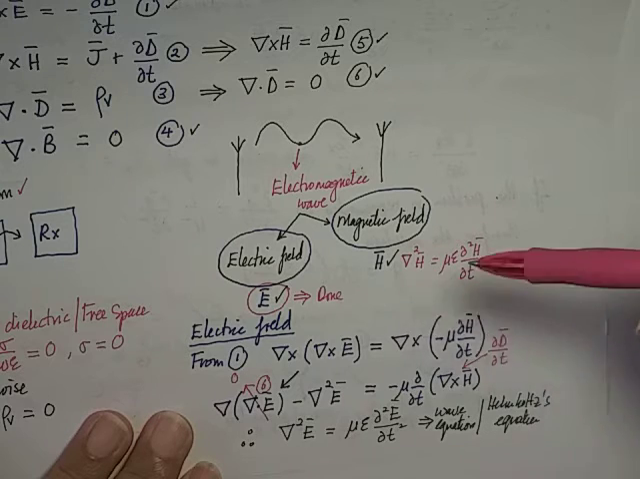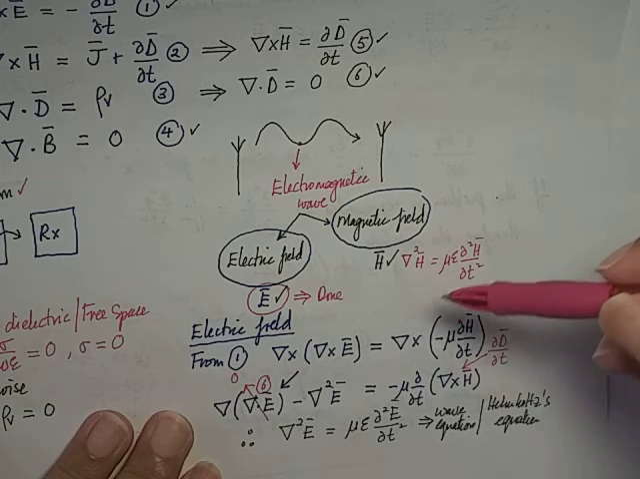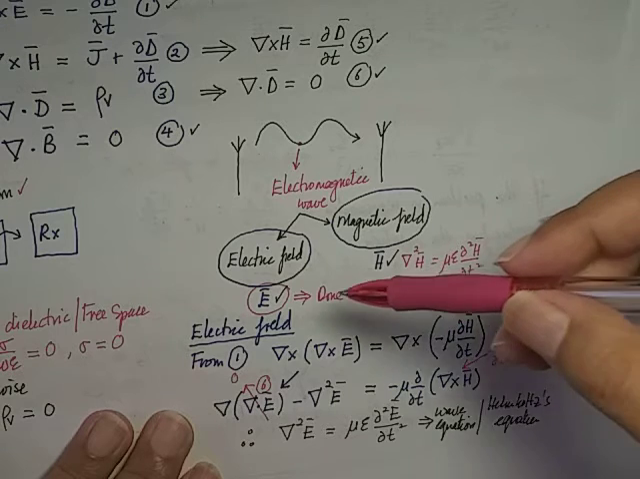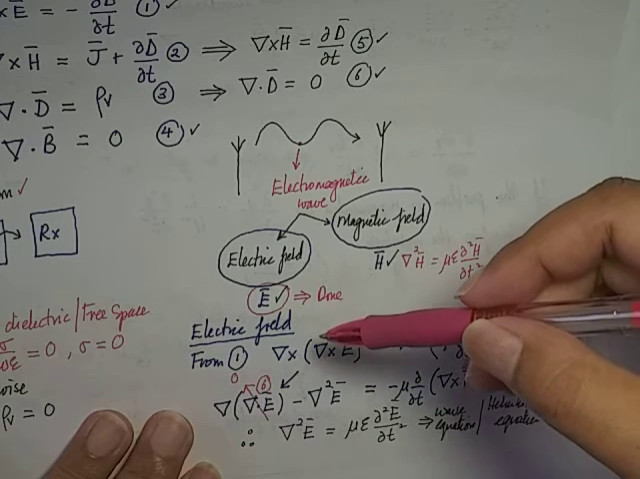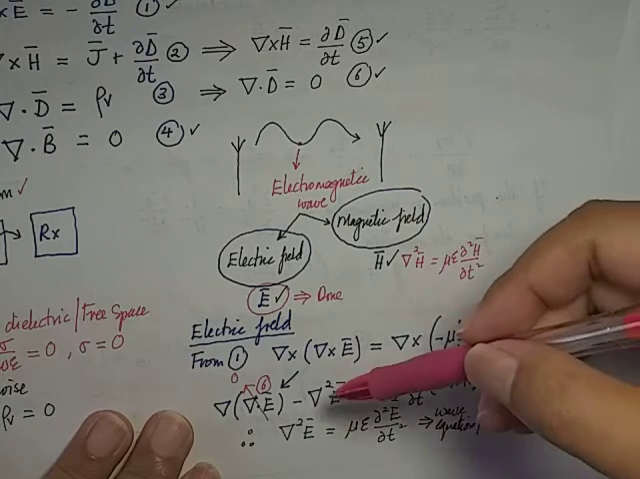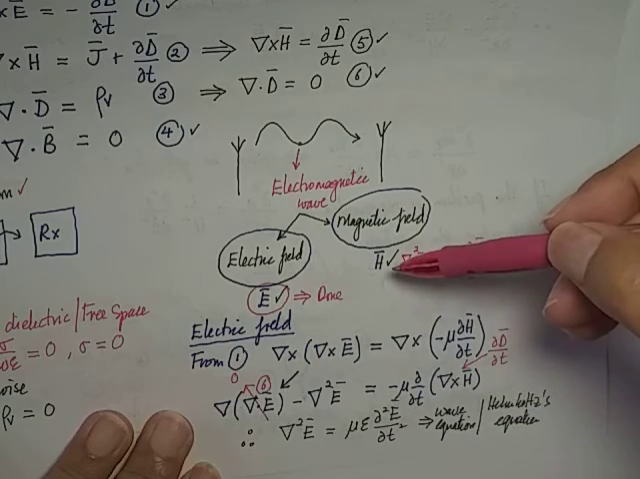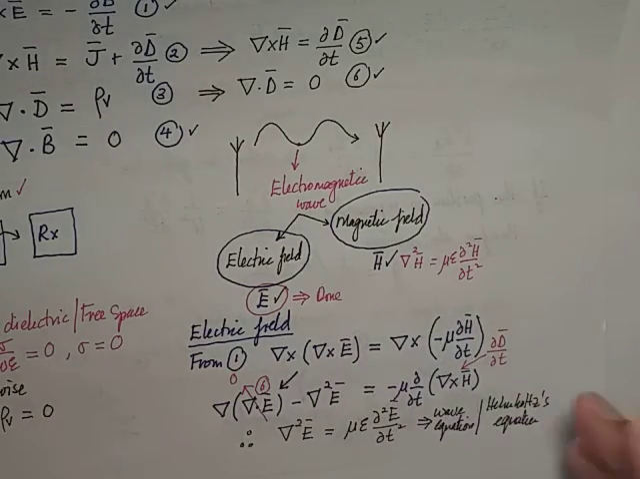This is a typical EMT problem. When you are asked in your final exam, we will give you one field and you need to find the corresponding field. In this case, we know the electric field, and we need to find the magnetic field. So that's what we're going to do here: how to determine the corresponding magnetic field.